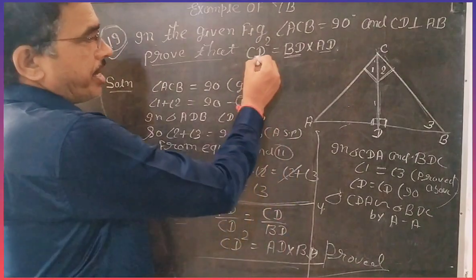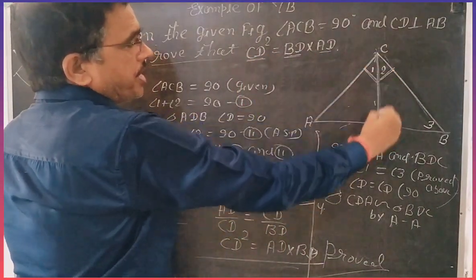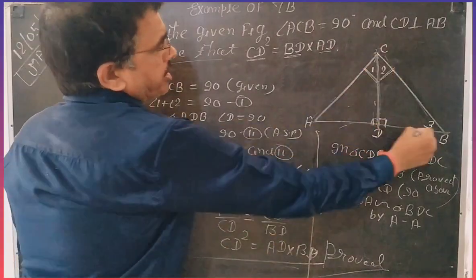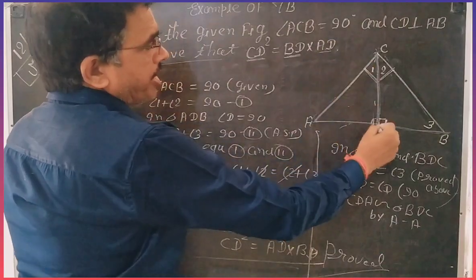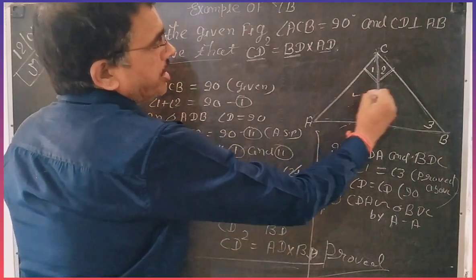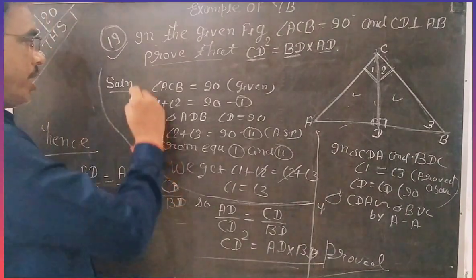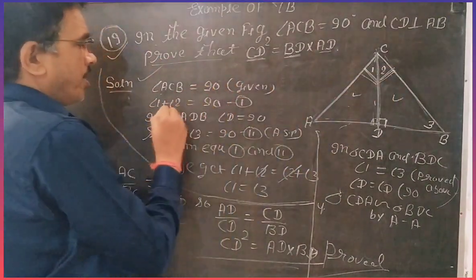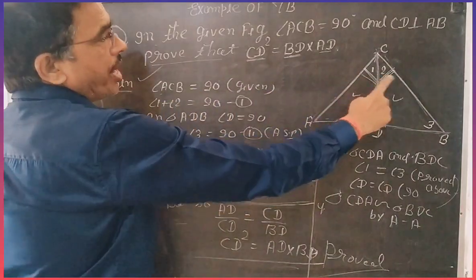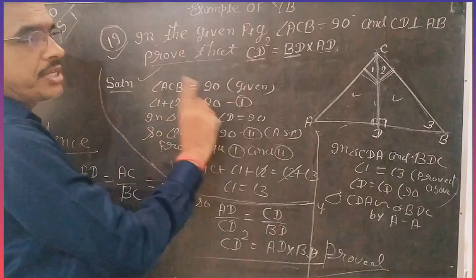How do you find it? Here you see CD two times. That means one CD in this triangle, another CD in the other triangle. Next BD in this triangle, and AD in this triangle. So find the relation between these two triangles, the similarity relation. Here angle ACB is 90 given in your question. This angle ACB is divided into two angles but not equal. One is 1, other is 2. So 1 plus 2 is 90.